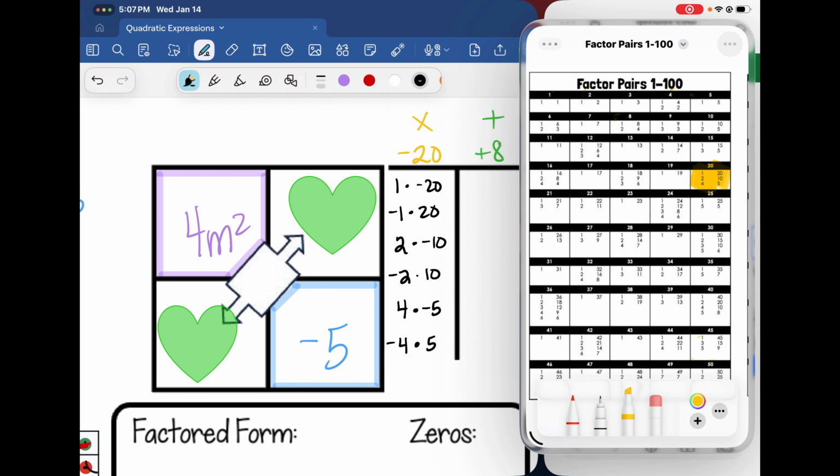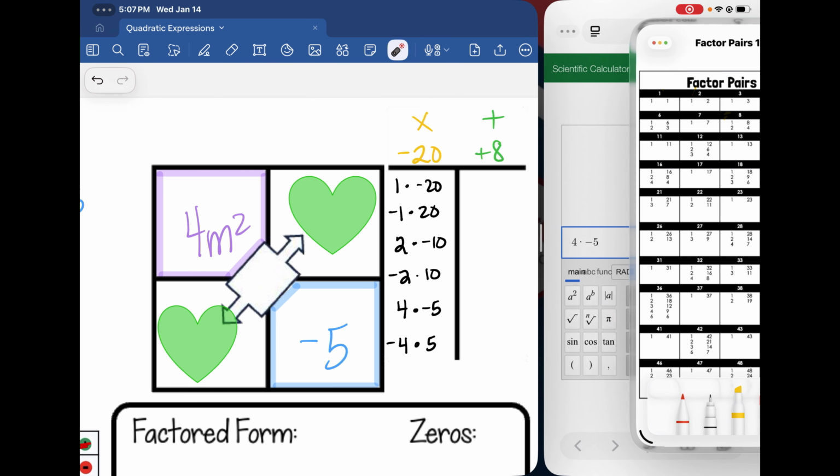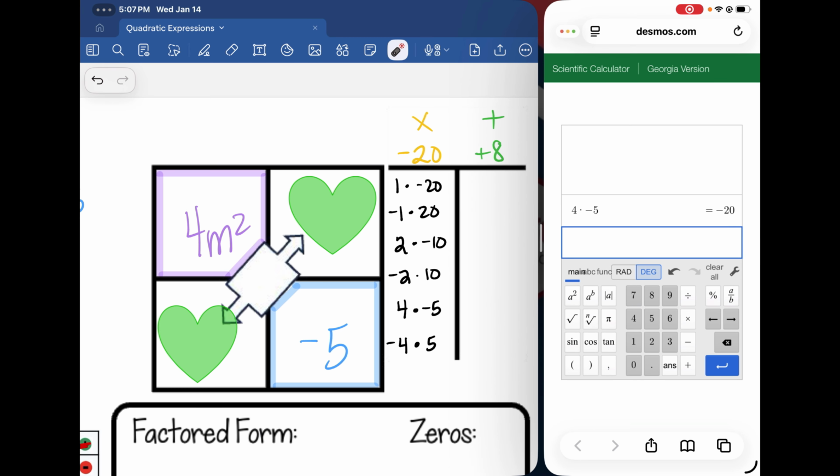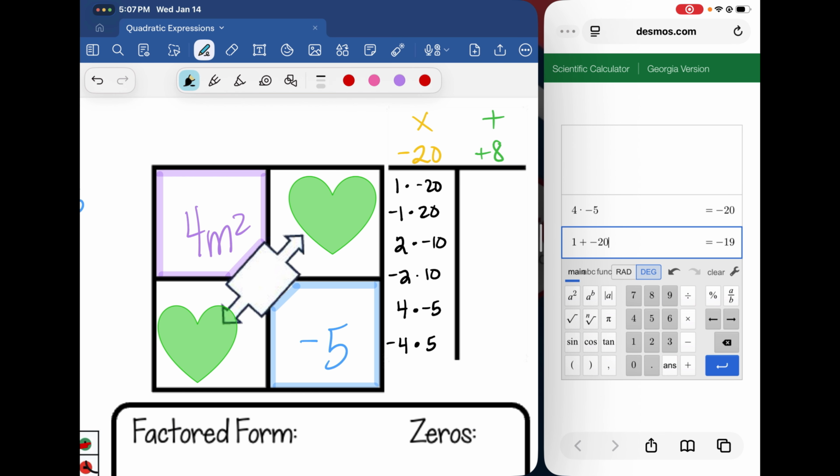These are all of the combinations that will give me a product of negative 20. But I want them to add to a positive 8. So if I struggle with integers, I'm going to use my handy dandy calculator. 1 plus negative 20 is equivalent to a negative 19, which means I don't want to use that. I can't use those two numbers. A negative 1 plus 20 gives me a positive 19. I want it to be a positive 8.